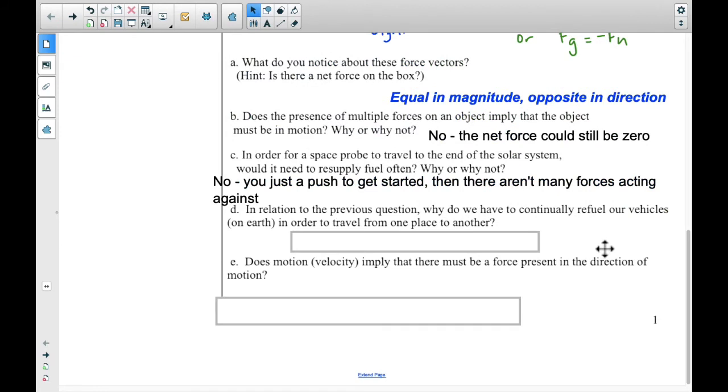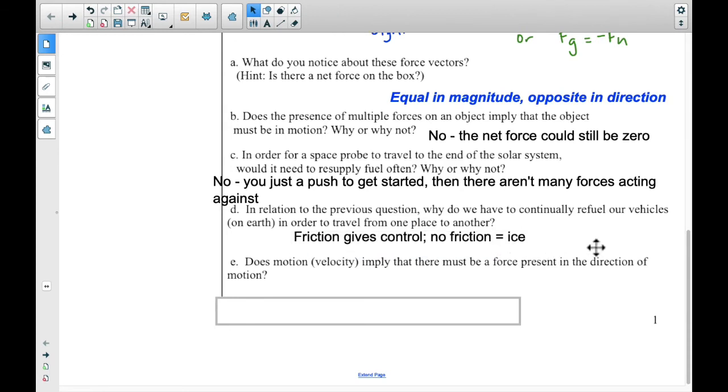Now, in relation to the previous question, why do we have to continually refuel our vehicles on Earth in order to travel from one place to another? So why doesn't this concept work for us? Well, the reason is there's a force in the way. And what is that force? Well, you may not know it, but it's a force of friction.